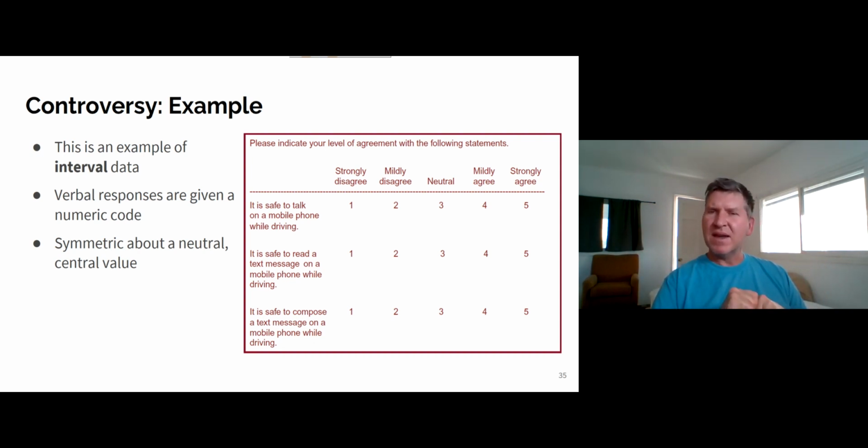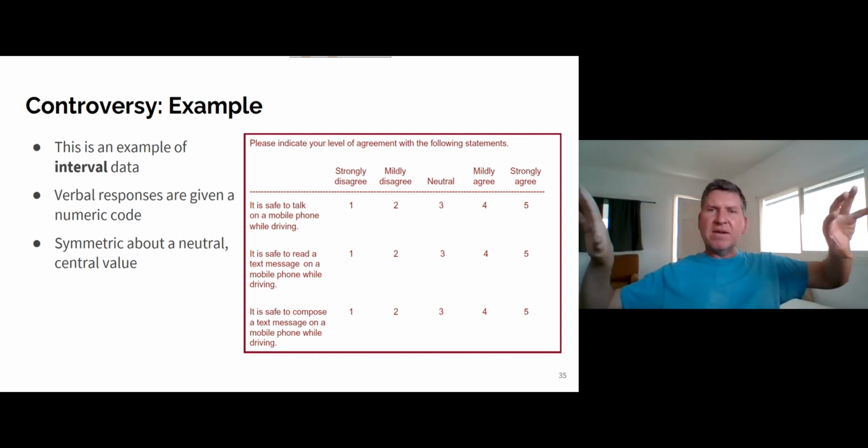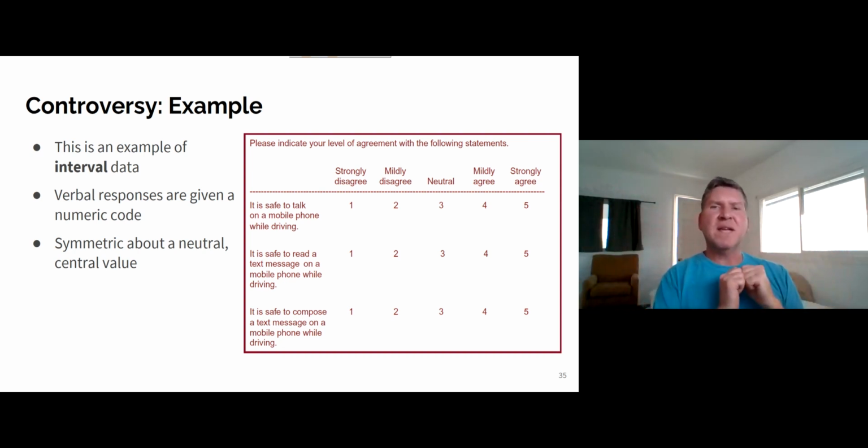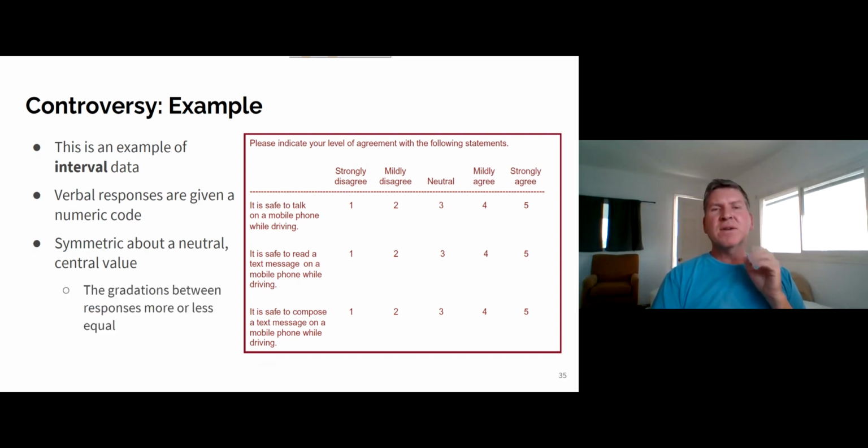So if I look at the scale, I would assume that most people are going to rate it neutral, and then those are going to be less likely to rate it mildly disagree or mildly agree. And then the outliers, or the really far ones from the center, are strongly disagree and strongly agree. So the gradations between each of those 5 should be roughly equal.